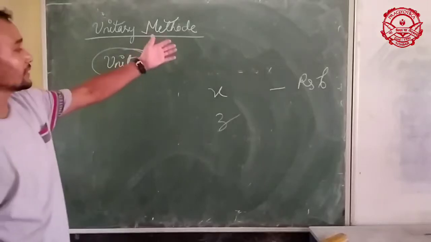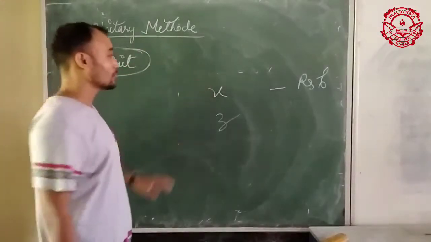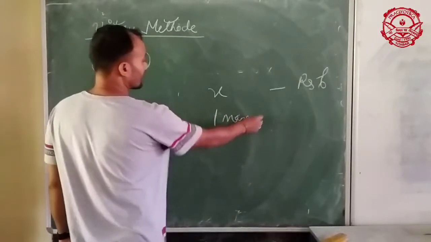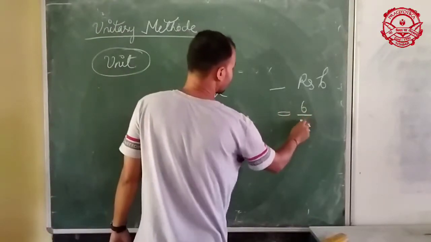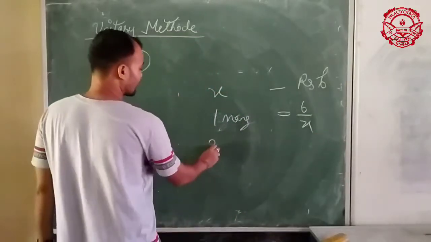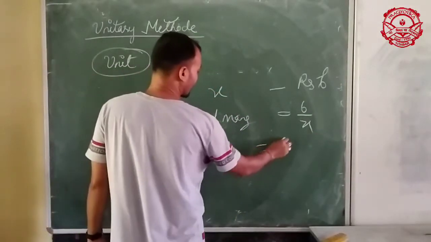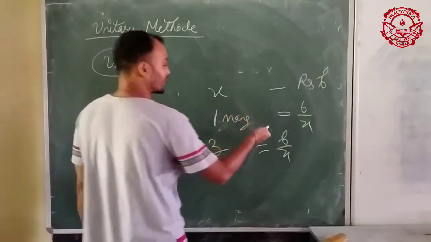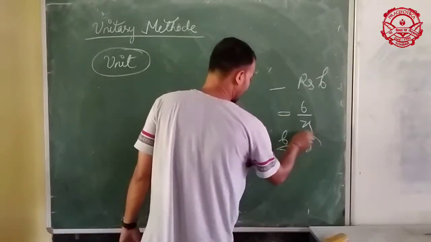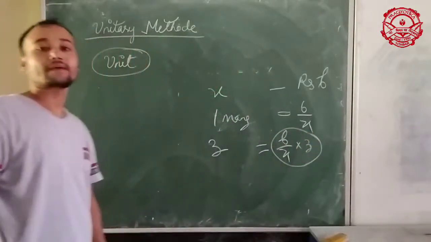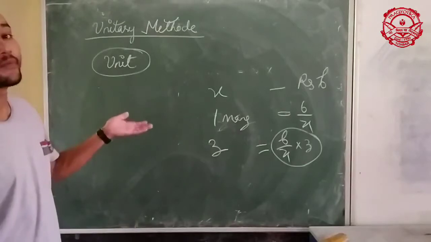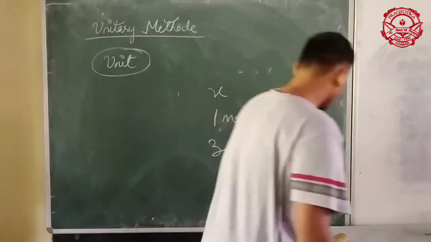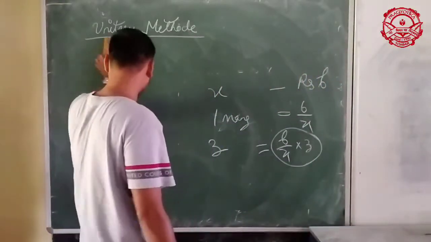Now see, X mangoes cost B, so calculate one mango. What will be the value of one mango? B by X. Now calculate the value of Z mangoes. B by X is the cost of one mango, so one mango into Z gives the cost of Z mangoes. So this is how we do the unitary method. Now let's proceed with some examples.